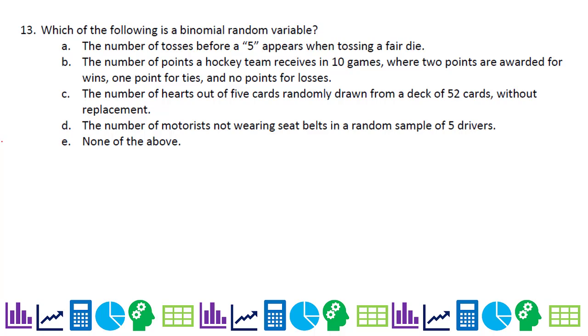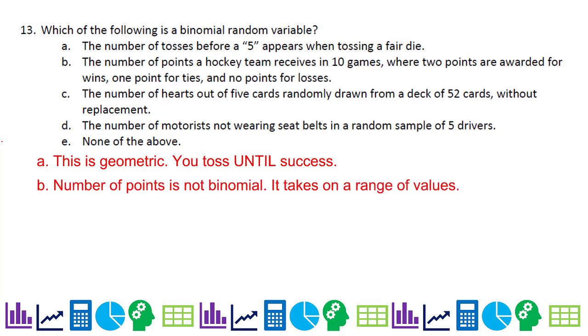Which of the following is a binomial random variable? So remember we had the bins. It has to be binary, it has to be independent, should be fixed number of trials. I really just checked bin, all right. So A, the number of tosses before a 5 appears when tossing a fair die. Well, it's not a fixed number of trials. This is geometric. You're tossing until success, all right? So it's not A. B, the number of points a hockey team receives in 10 games when 2 points are awarded for wins, 1 for ties, and no points for losses. Number of points is not binomial. It's taking on a range of values, all right?